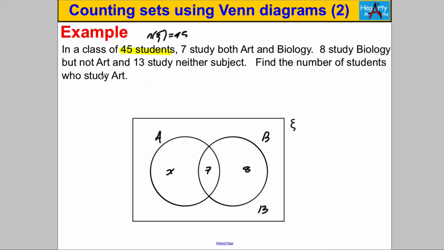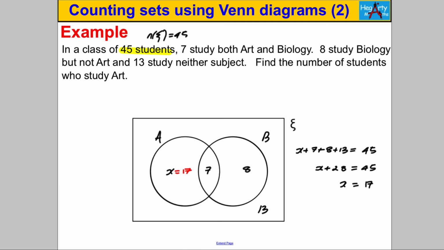It says find the number of students who study art. The one thing we do know is this unknown value here. If we do x, add 7, add 8, add 13, it must add up to how many elements are in the universal set, which is equal to 45. So therefore x add, combining like terms, 28 must equal 45. Then subtracting 28 from both sides, you get that x must be 17. So x is 17 like that.